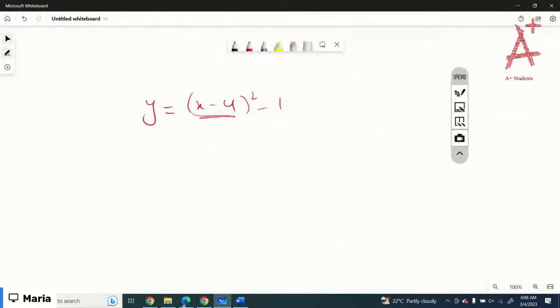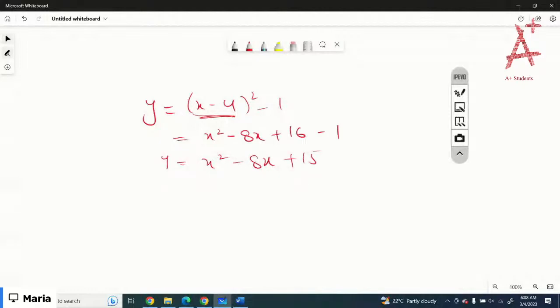Got it? So let's expand x minus 4 whole square. It would be x square minus 8x plus 16 minus 1. So it is x square minus 8x plus 15, since 16 minus 1 is 15.